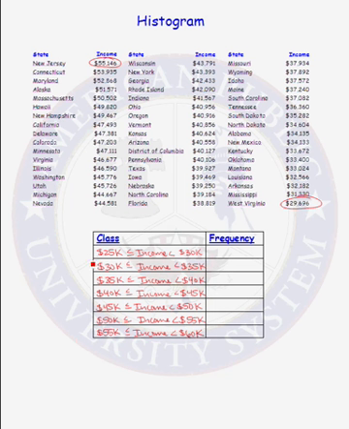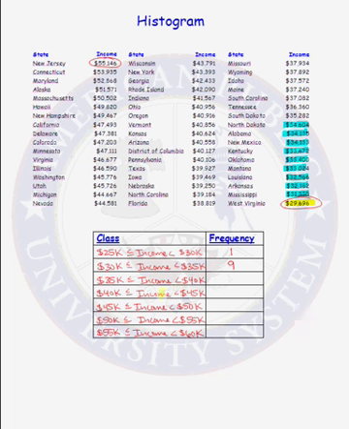Now we need to go through our data set and find the number of states that have income in the range of our first class. So let's do that. How many states have income greater than or equal to $25,000 but less than $30,000? There is only one state, West Virginia. So our frequency for the first class is 1. How many states have incomes between $30,000 but less than $35,000? 1, 2, 3, 4, 5, 6, 7, 8, 9. We have 9 states in the second class.